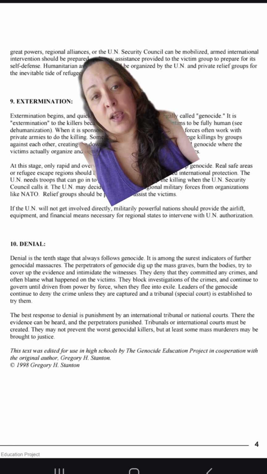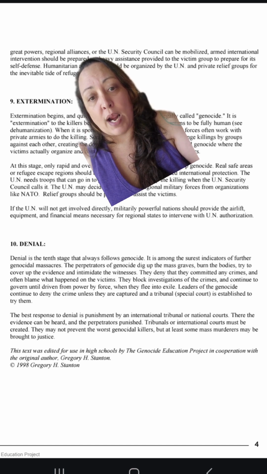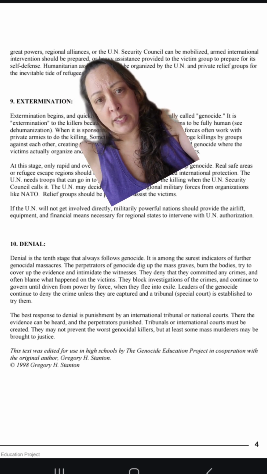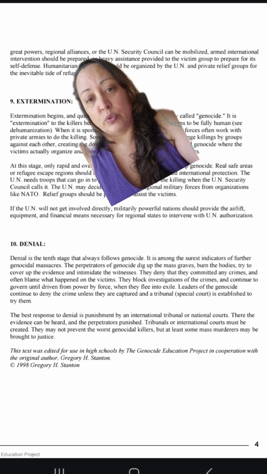When they flee into exile, leaders of the genocide continue to deny the crime unless they are captured, and a tribunal, which is a special court, is established to try them. That's what happened to the Germans who escaped down to South America. The best response to denial is punishment by an international tribunal or national courts. There, the evidence can be heard and the perpetrators punished. Tribunals or international courts must be created. They may not prevent the worst genocidal killers, but at least some mass murderers may be brought to justice.